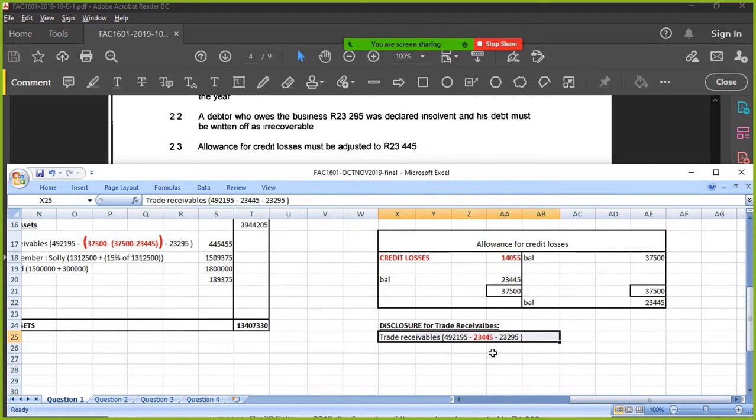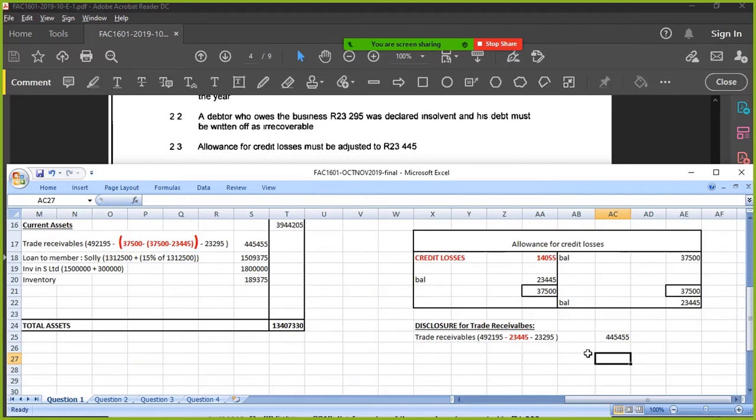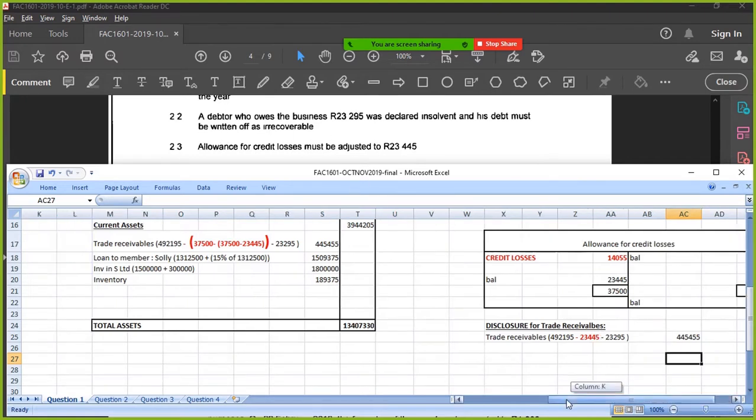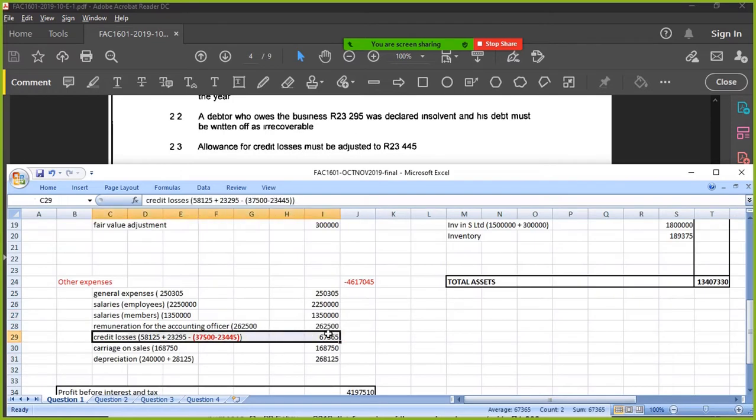Right, then you have to write off the bad debt. So the 23295 was for point number 2.2. You had point 2.2 here and point 2.3 there, and your trade receivables is the net amount. Is that okay? Can I just put the final amount? The final amount is 23445, yes, because that is the allowance. But you have to adjust because remember it's going to affect this.